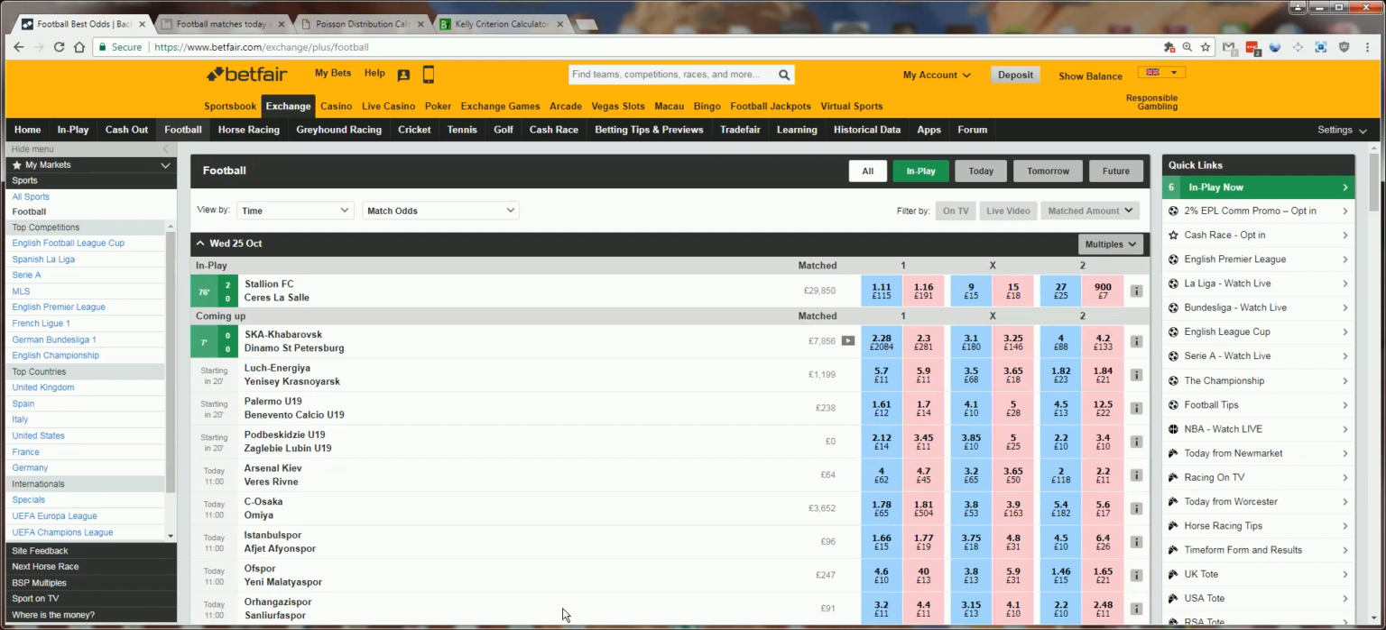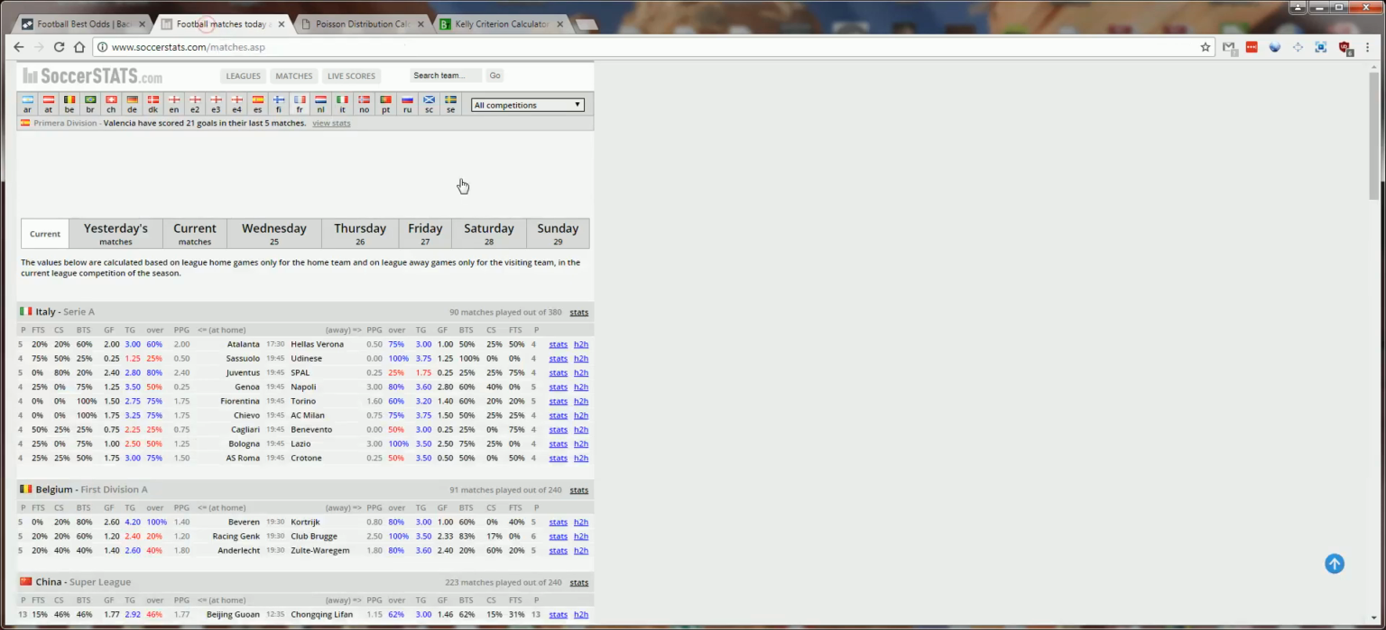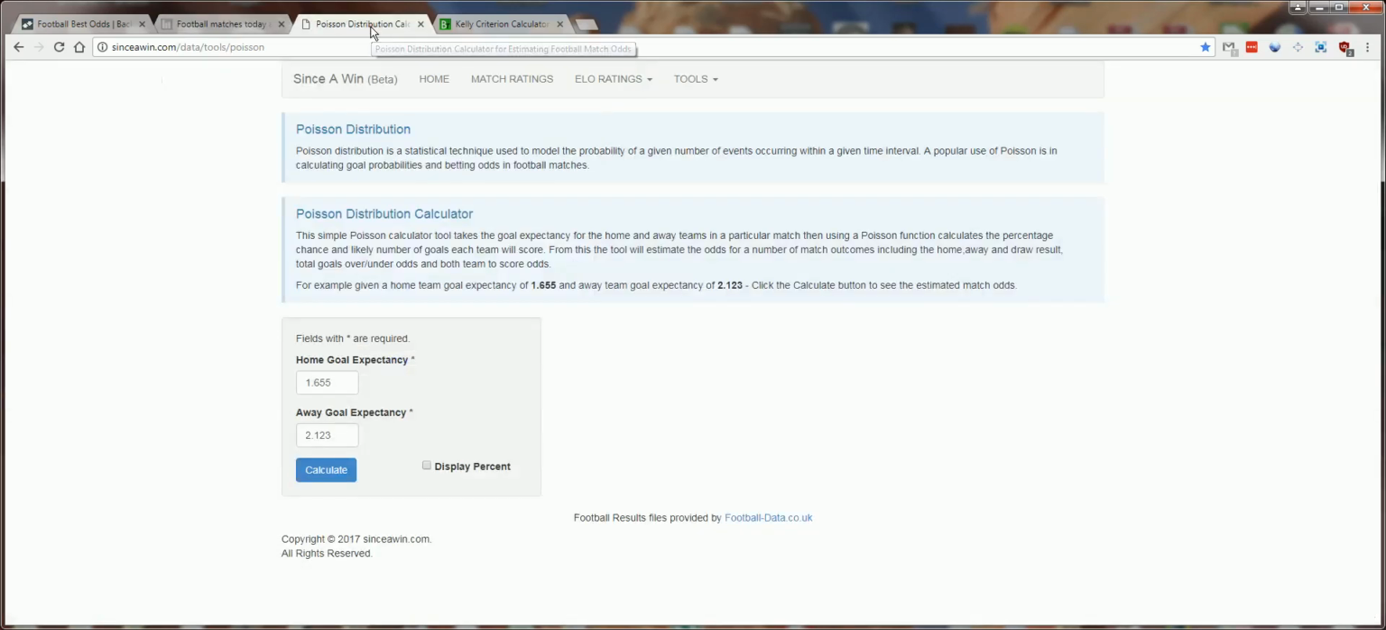So I actually use 4 tabs. I've got obviously Betfair football page up. I've then got soccer stats with today's games. I then use what's called Poisson distribution calculation, which you can Google about. I'm not going to go into all this, but this is virtually how bookies and the market makers at Betfair initially price up a game.